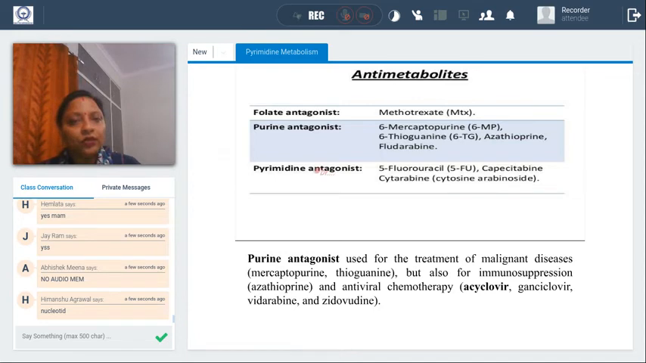Folate antagonists are methotrexate, purine antagonists are 6-mercaptopurine, 6-MP. You all know about this. Azathioprine is an immunosuppressant, and the pyrimidine antagonist is 5-fluorouracil, 5-FU. You all know about these. Purine antagonists are used for the treatment of cancer, malignant diseases, and as immunosuppressants; antivirals are acyclovir and zidovudine, etc.